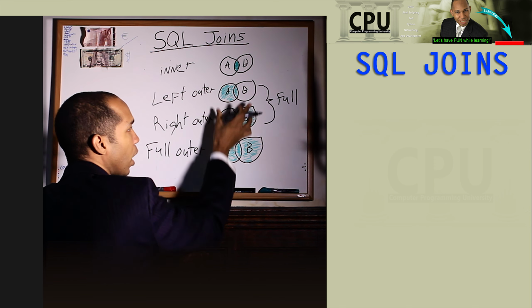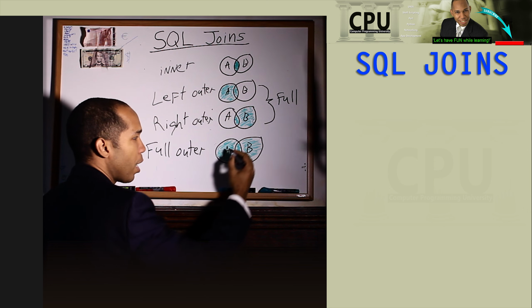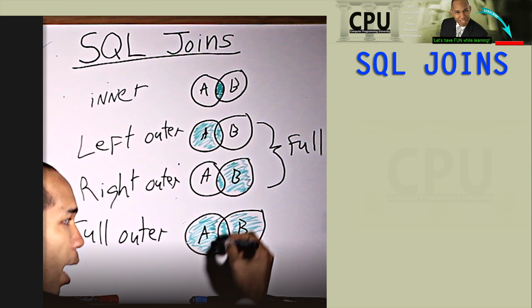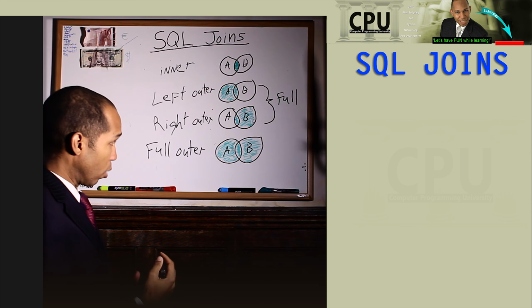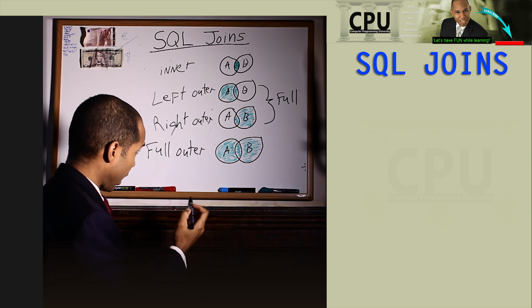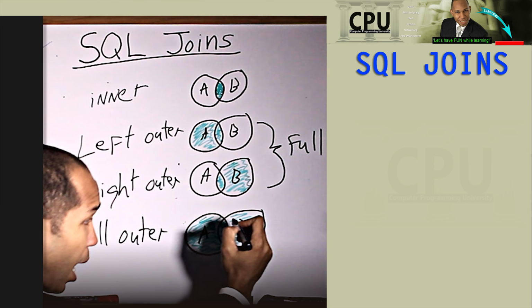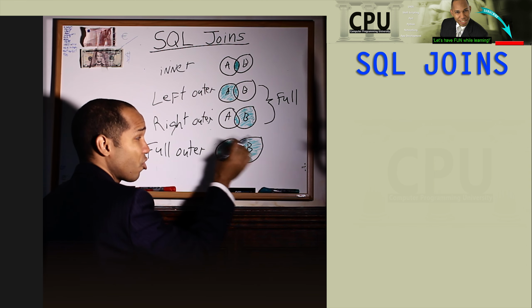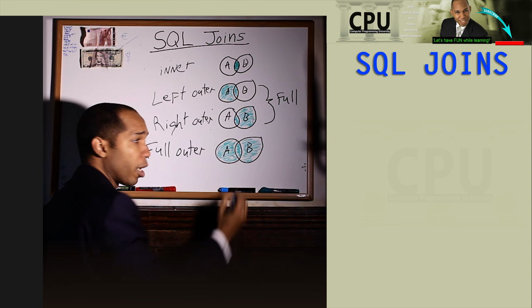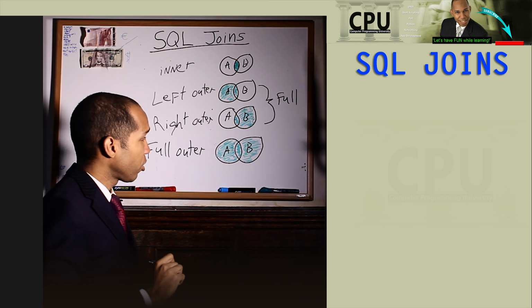But if we take these two and combine them together, then we're going to get this, where we're going to see every single row on A, every single row on B, and where there isn't a match, we're going to see a null on one side. So for example, let's say there is something in table A that does not exist in table B. Because this is a full outer join, we are going to see that. But we're going to see null on the B side, and then whatever data we have for A, we're going to see that data.